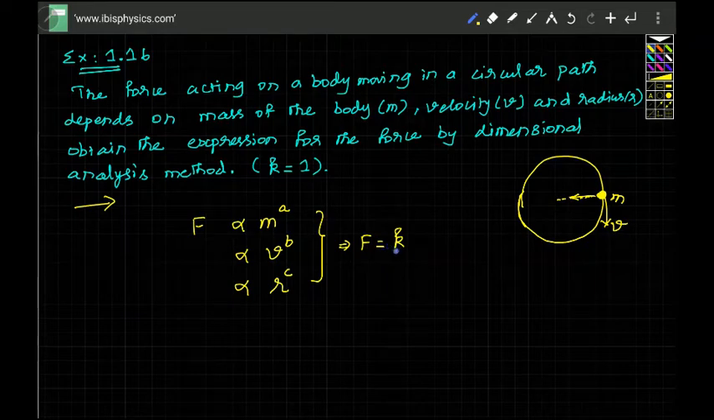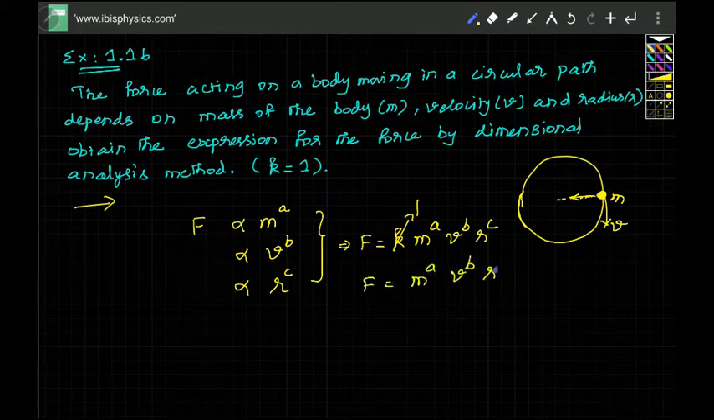The only challenge with dimensional analysis is that if the constant has dimensions, this method will not work. This method will work only when the constant does not have dimensions. Here they have asked us to assume the constant's value is 1. So F is equal to M power A, V power B, R power C. Now let's write the dimensions.